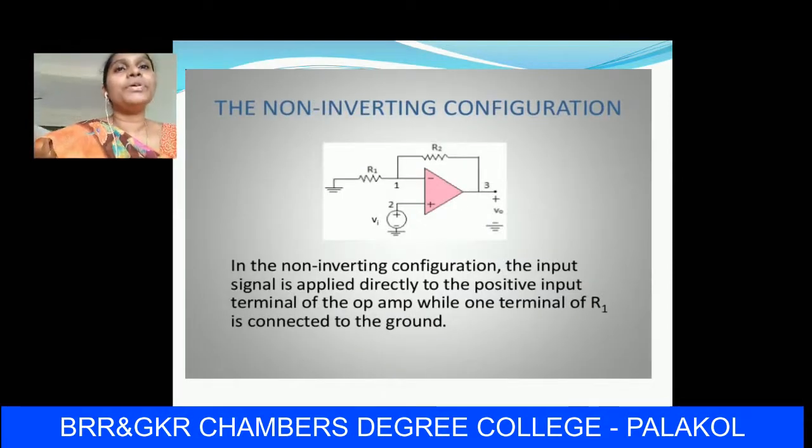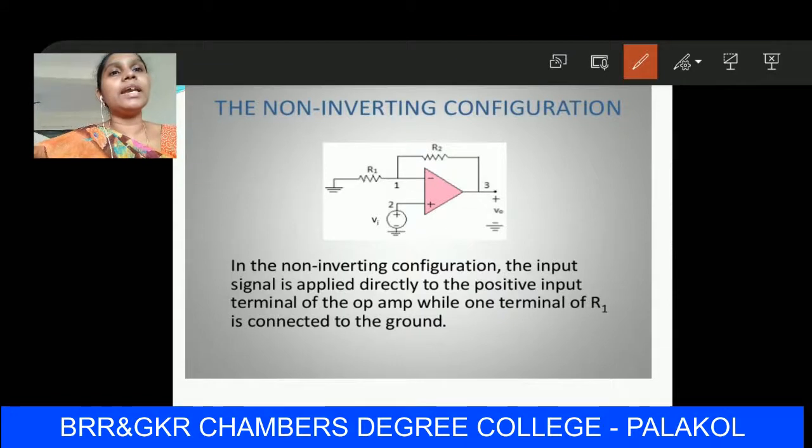So now we will discuss the non-inverting amplifiers. In an inverting amplifier, we connect the input to the inverting terminal. In the non-inverting configuration, we connect the input to the non-inverting terminal. So here this is the non-inverting terminal, and that's why we are connecting the input Vi to it. By using this, we can easily identify non-inverting and inverting.